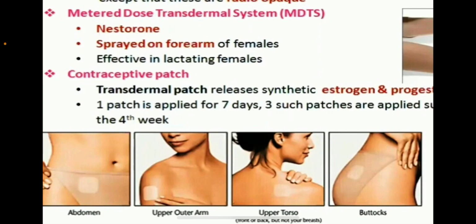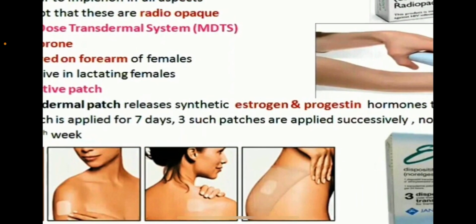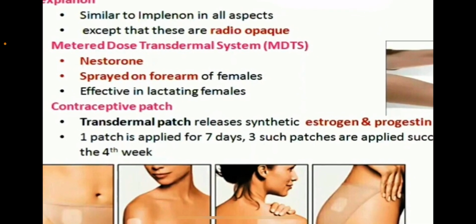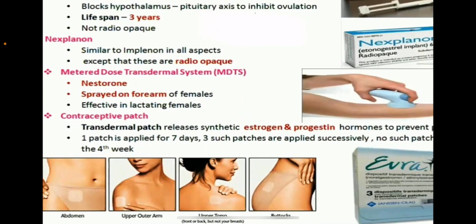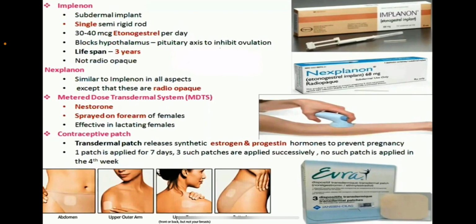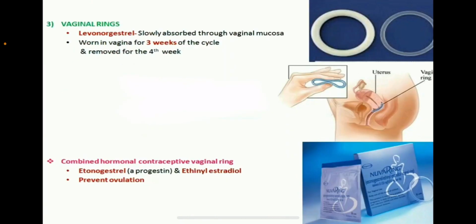Moving on to the contraceptive patches. You can see here the various patches. The contraceptive patches, the transdermal patches, release synthetic estrogen and progesterone hormones, and thereby prevent pregnancy. One patch is applied for 7 days. 3 such patches are applied successively. No patch is applied in the 4th week. So one patch for 7 days, then for the next 3 weeks 1, 1, 1. In the 4th week, no patch is applied.